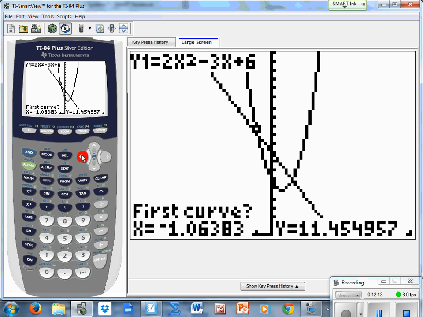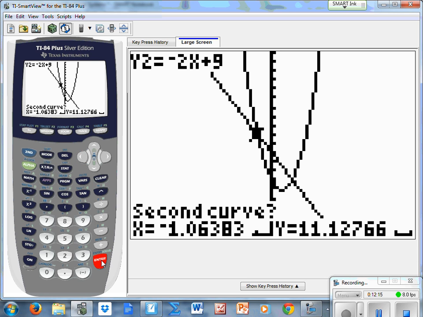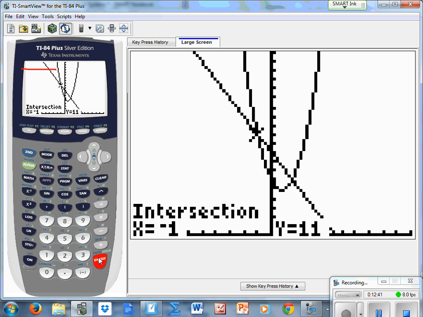This one's asking, is it on the first graph? Yes. Enter. Is it on the second one? It shows up here that it's at my -2x plus 9. Yep, it's there. Okay. I'm going to hit enter. Now it wants you to put the pointer right around where you think they intersect. That looks pretty darn close. So I'm going to hit enter again.